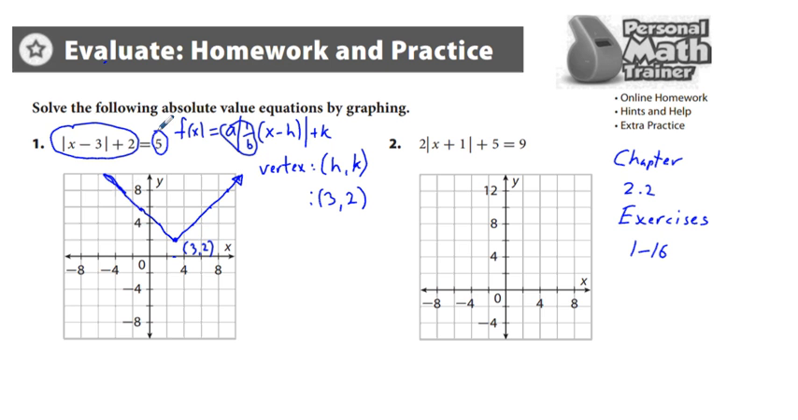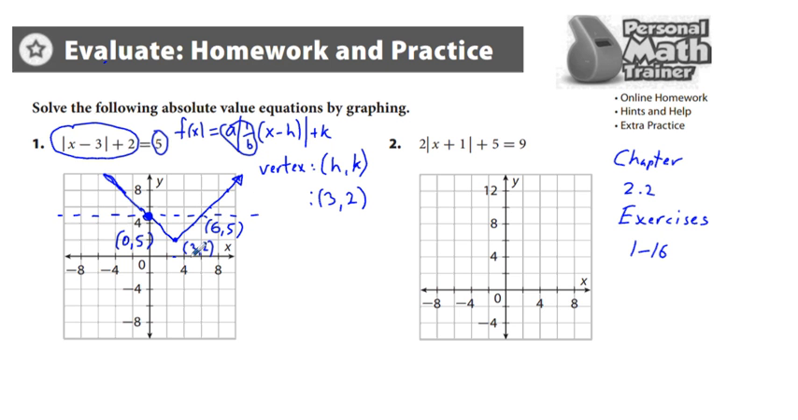The other side is 5. So we can go to 5. So here is 5, between 4 and 6. These are 2 apart. So I'm just making this a dashed line. So it looks like we are intersecting here at the point 0 comma 5, and then over here at the point 6 comma 5.